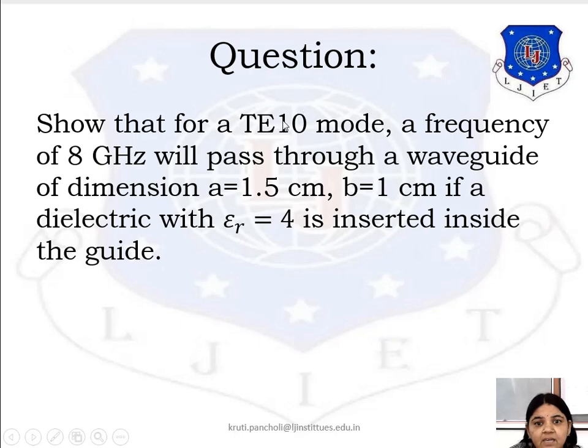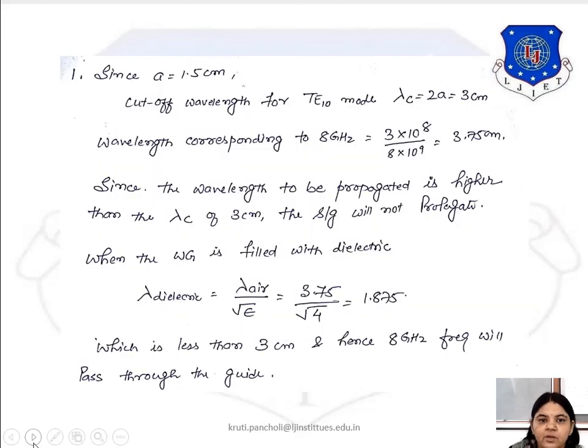As I said, TE10 mode is the dominant mode, and we know that for the dominant mode the cutoff wavelength is 2a. So don't write the full equation and put the m and n values; it should not be complicated during the exam. So for TE10 dominant, lambda c is 2a. Putting the value of a, it is 3 centimeter.